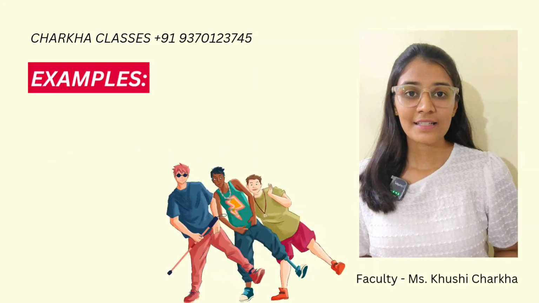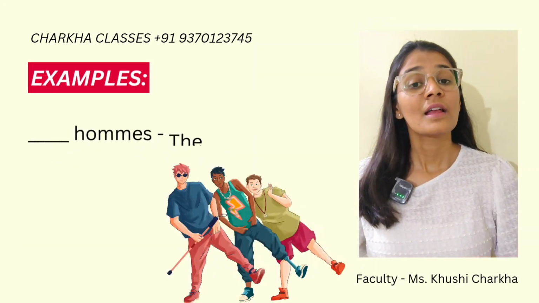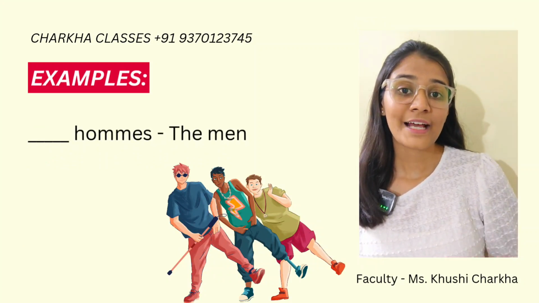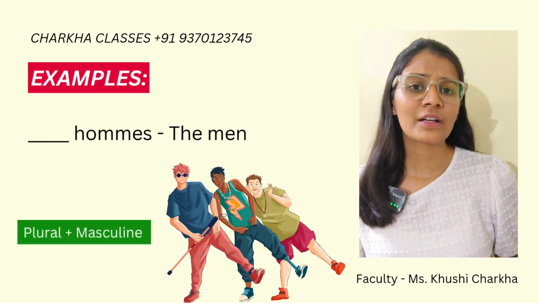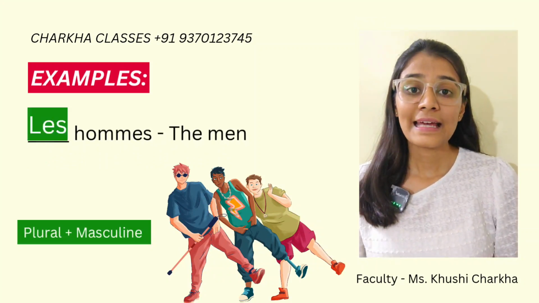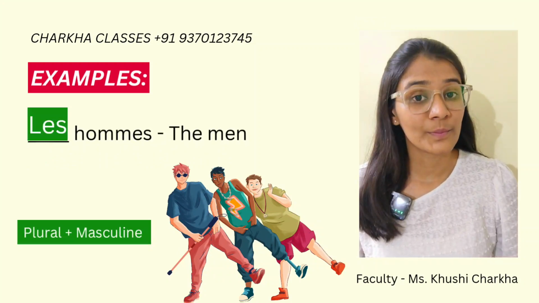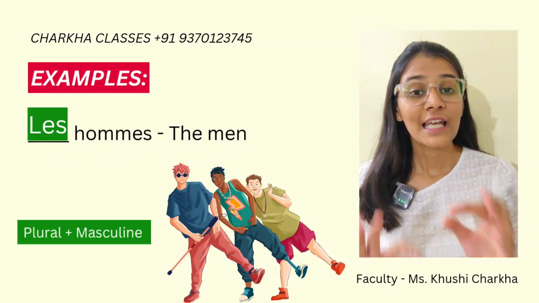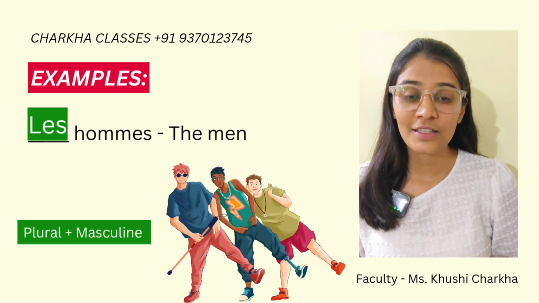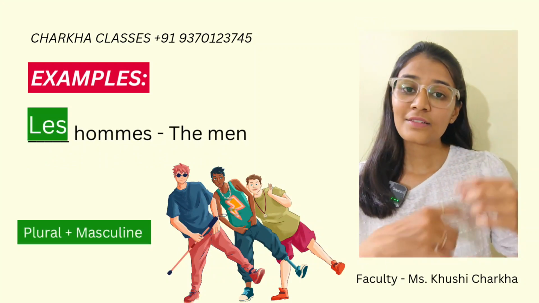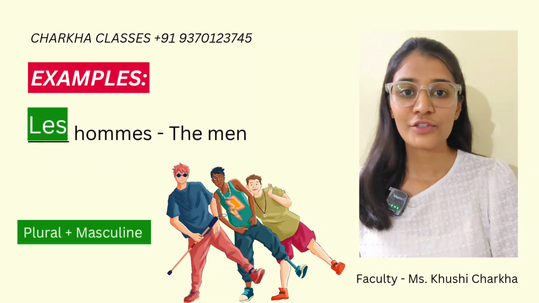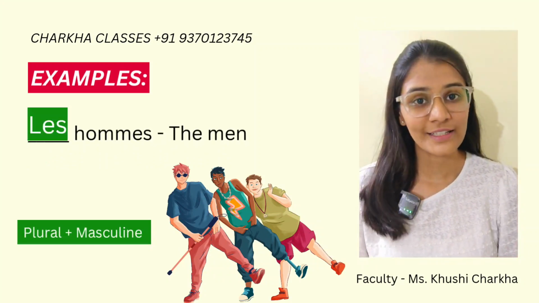The next example, dash homme. Now, here it is plural. So it would mean men. So for plural, we have only one option, which is les. So it would be les hommes. I was pronouncing le until now, but now I have pronounced it as lez om, which is liaison. When the next word begins with a vowel, we usually pronounce the last letter of the first word. This is called the rule of liaison.